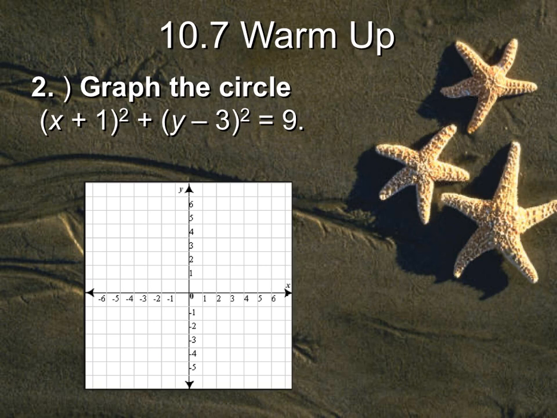This one says graph the circle, and the equation is x plus 1 squared plus y minus 3 squared equals 9. So my center, we changed the signs here, so it would be -1 and +3. And the radius, we take that 9 and square root it, which is 3. So my center, I go left 1 and up 3. And then I count to the right, 1, 2, 3, up 1, 2, 3, left 1, 2, 3, and down 1, 2, 3. And then connect them as best as you can with your circle.